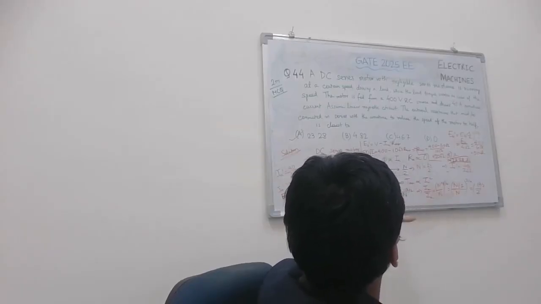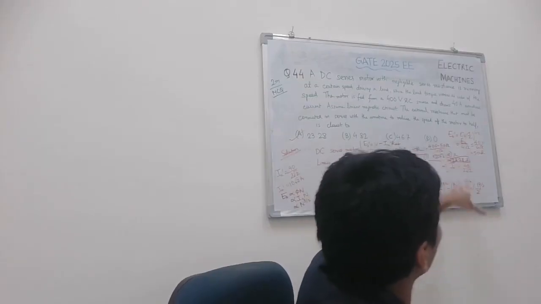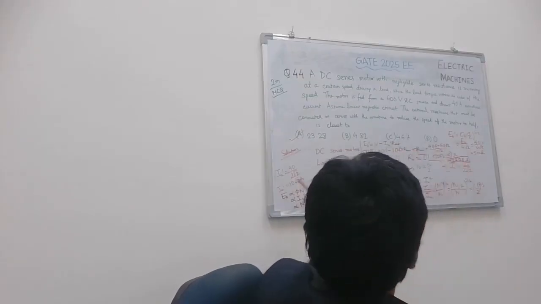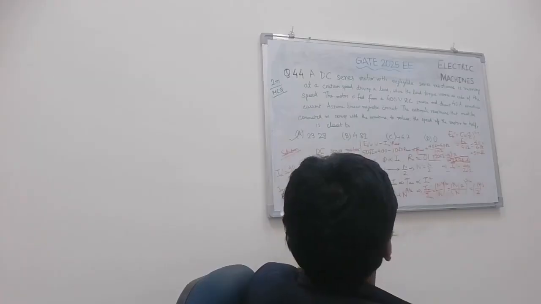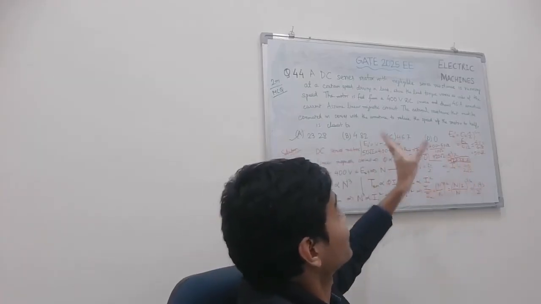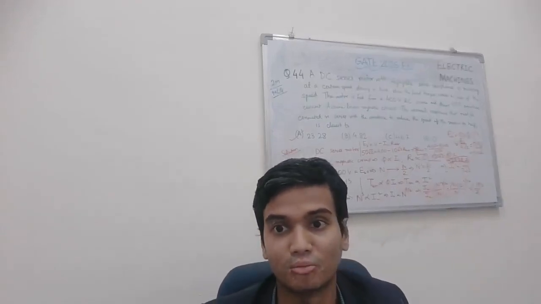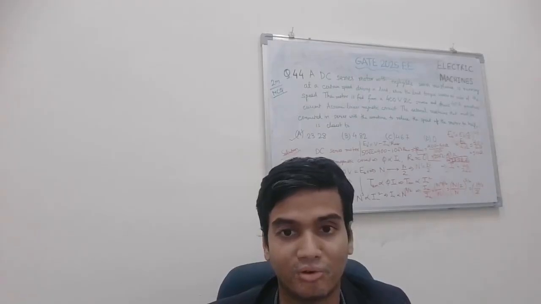So by using the basic relations for this DC series motor and linear magnetic circuit, I have first derived the relation between torque, speed and armature current. Using that, we reduce the speed to half, the corresponding armature current has been found, and then using the back EMF relation, the corresponding back EMF, and hence the external resistance connected in series with the armature to reduce the motor speed to half, has also been found. Closest to 23.28 is option A.